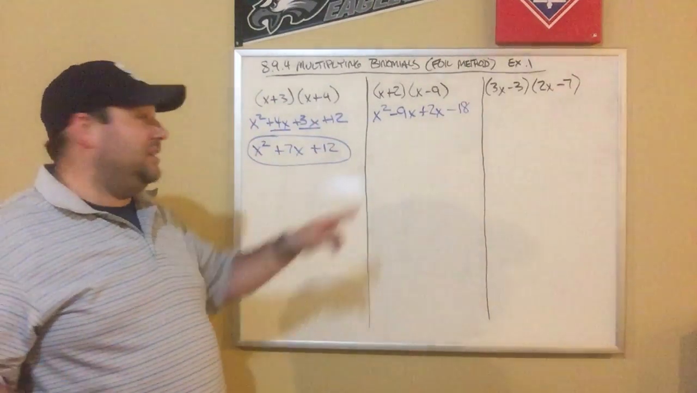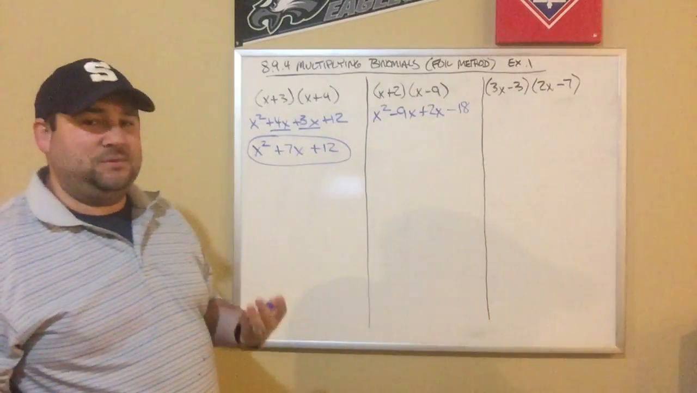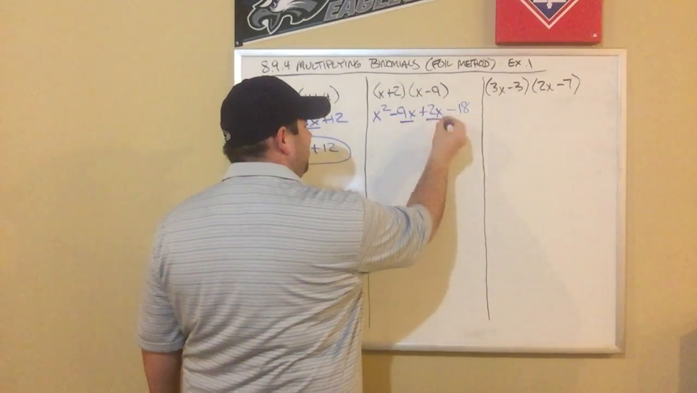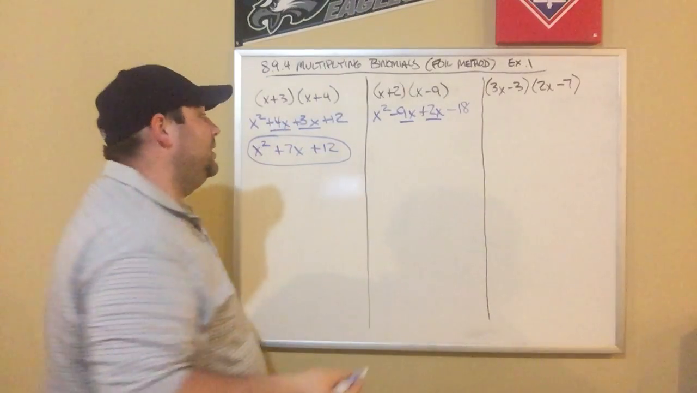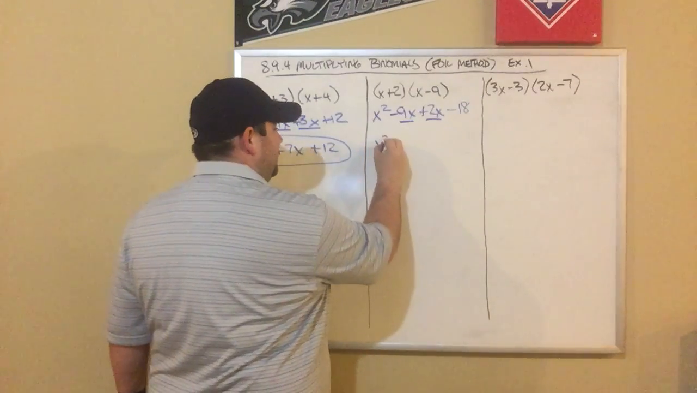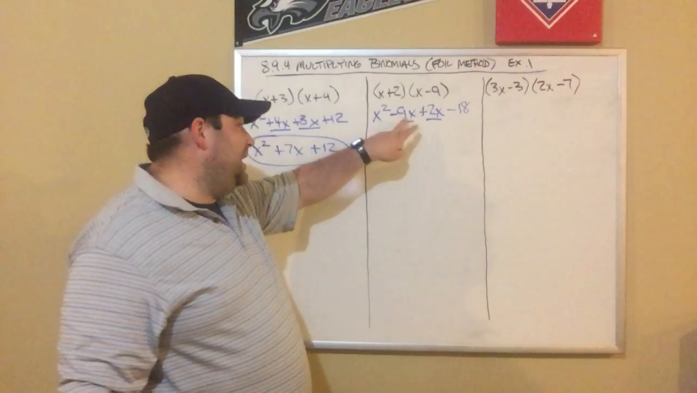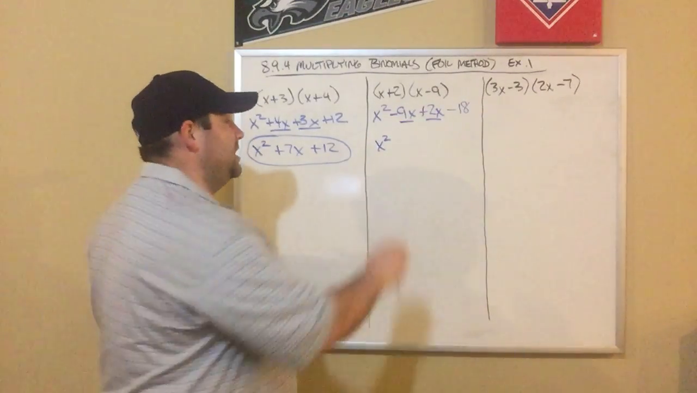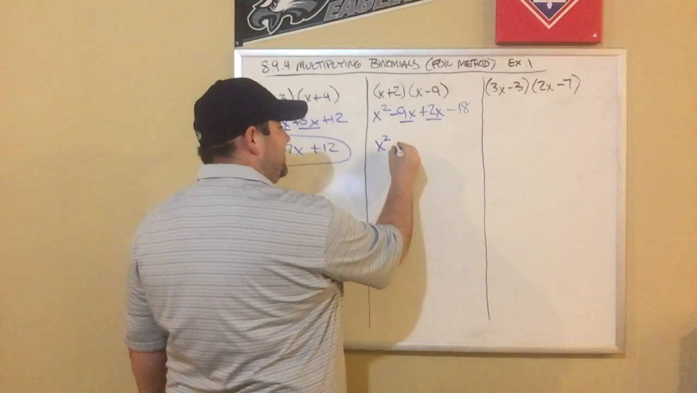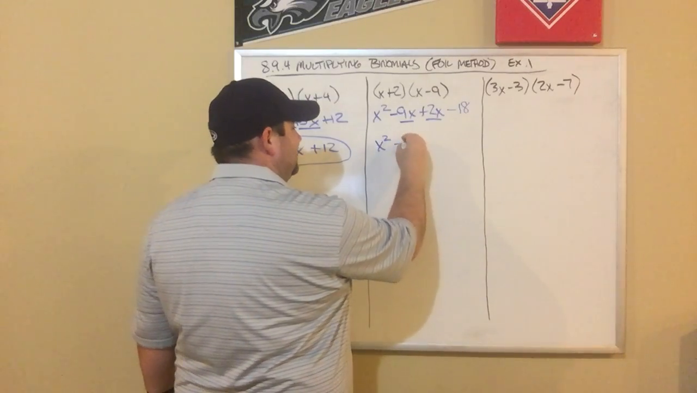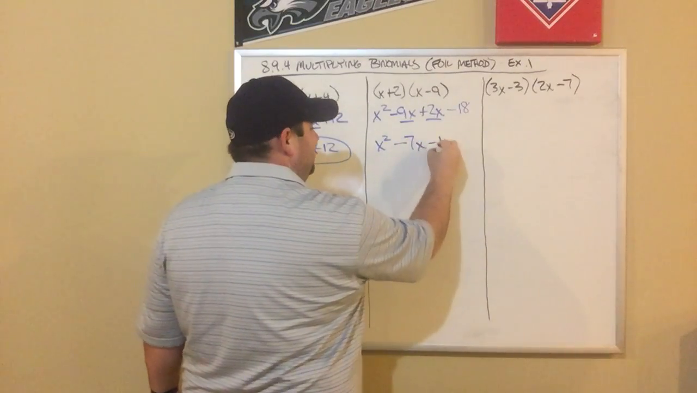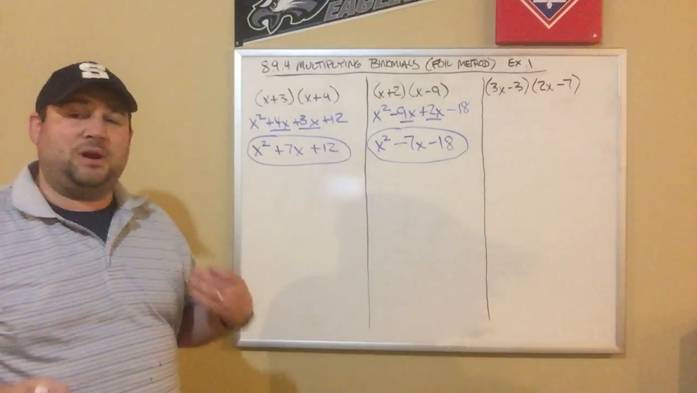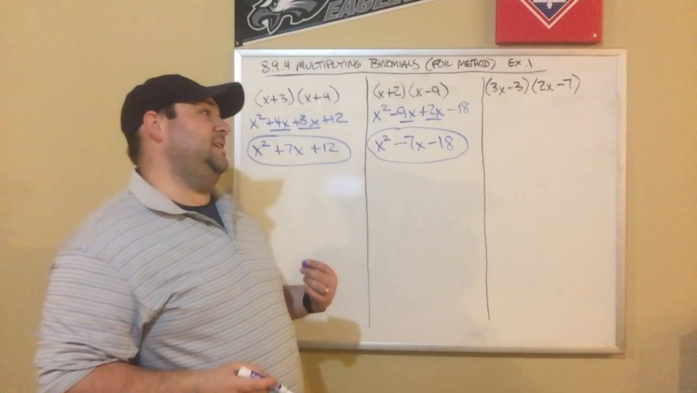And again, we have like terms. They're almost always going to be the middle two terms. So I can combine them. My x squared just comes down as an x squared. Negative 9x plus 2x. Remember, you always include that sign in front when combining like terms. Negative 9 plus 2 is negative 7, so this is going to be minus 7x. Then my minus 18 comes down. And I've got my answer, x squared minus 7x minus 18.